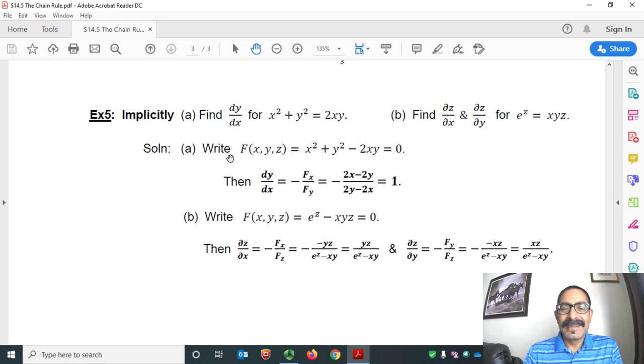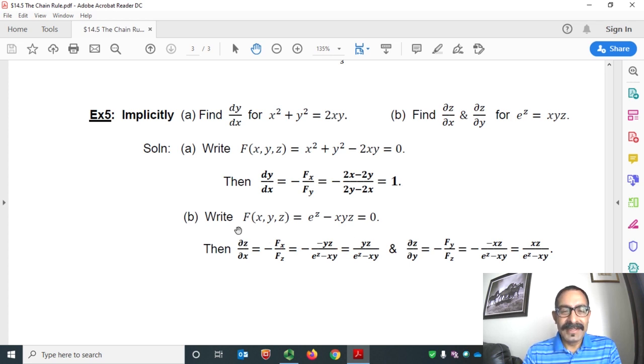So write capital F of x, y, z equals, oh, no z here, only F(x, y) equals x squared plus y squared minus 2xy equals 0. Bring the right-hand side to the left side and write it in the capital F equals 0 form. Then by the formula, dy over dx turns out to be negative Fx over Fy. Negative Fx is 2x minus 2y over Fy, which is 2y minus 2x. And this cancels out, giving us 1.